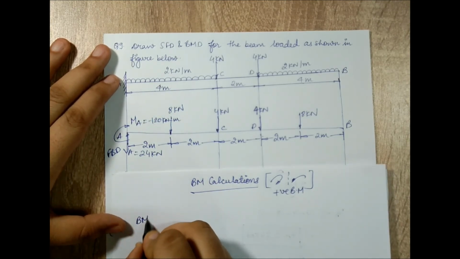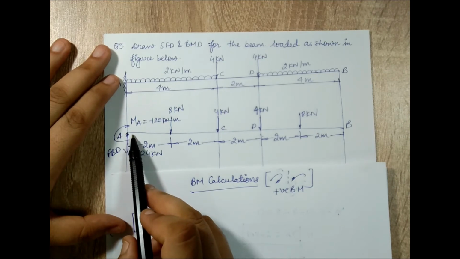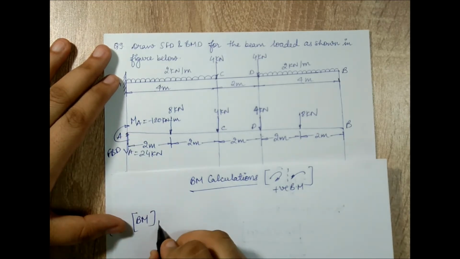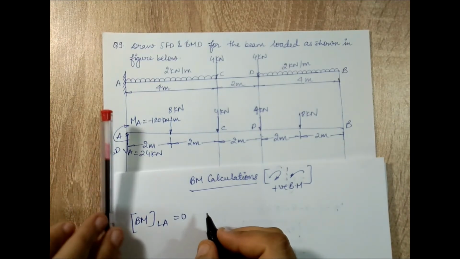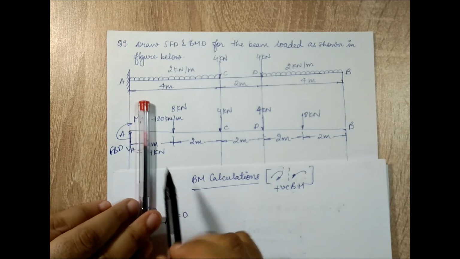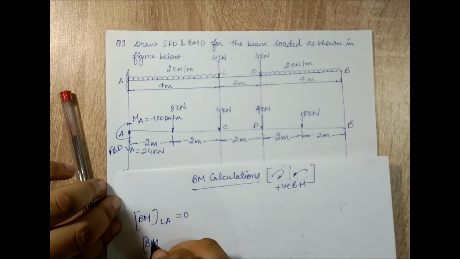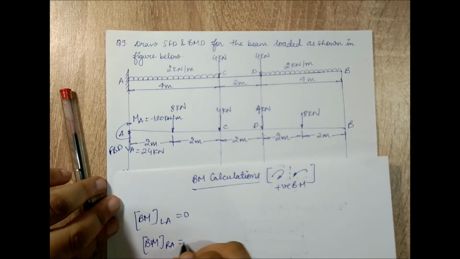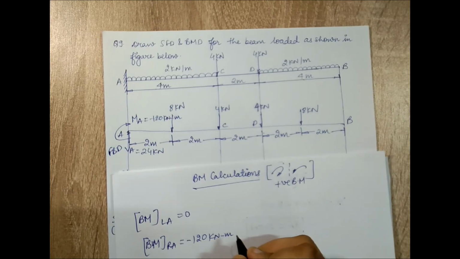Let's start with point A. A is the only point where I'll be calculating bending moment twice, because here there is a moment. So bending moment to the left of A is 0. When I stand at A and I look to the left, there is no moment here. When I walk past A, this MA becomes visible. So bending moment to the right of A will be minus 120 kilonewton meter.